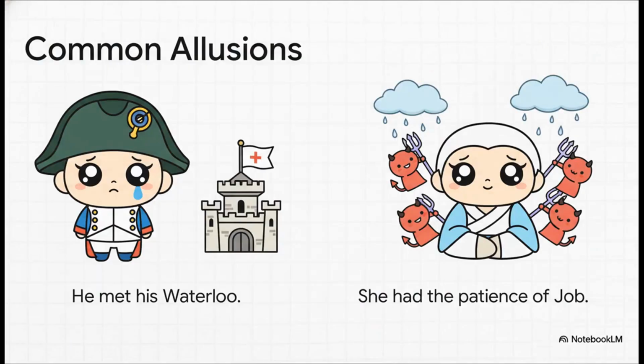And here's the cool part. We use allusions all the time, often without even realizing it. If someone says, he met his Waterloo, they're not just saying he lost. They're referring to Napoleon's final defeat, bringing all of that history and meaning into just a few words.